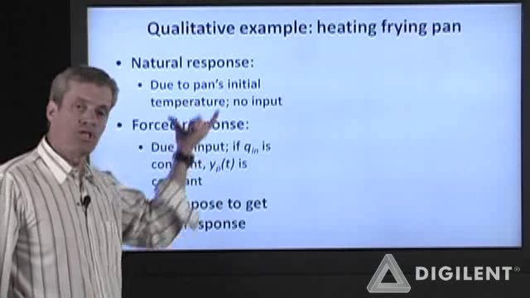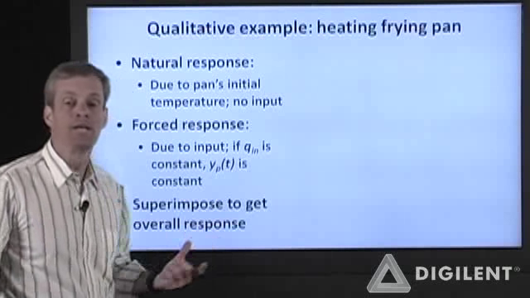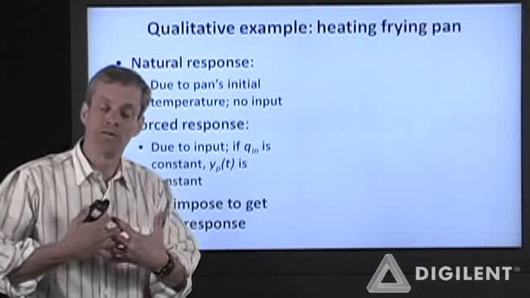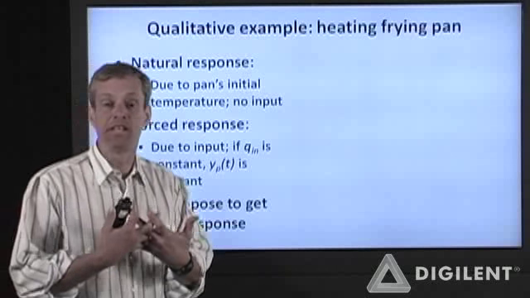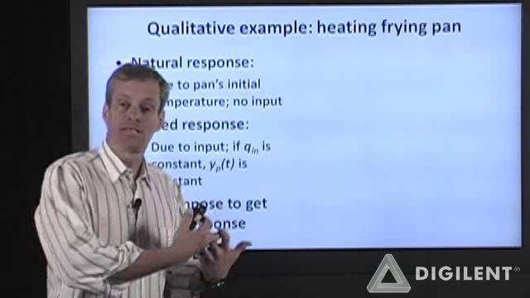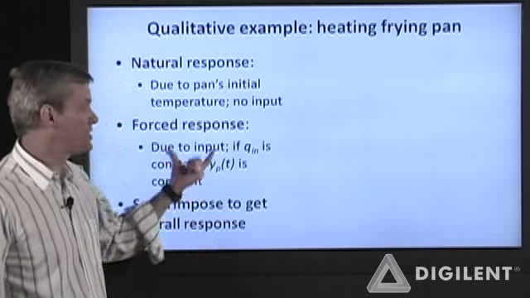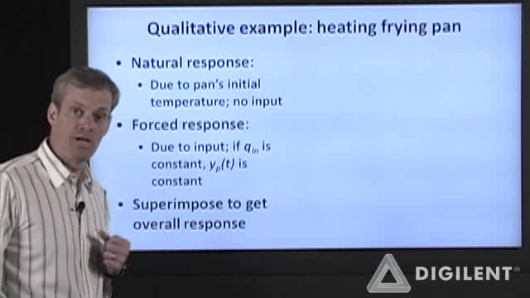These two solutions need to be superimposed to get the overall response. Now, superposition doesn't necessarily mean just adding them up. It's a linear combination. You can scale and add them. You can scale and subtract them. You can do any linear mathematical operations between these two in order to get the result.